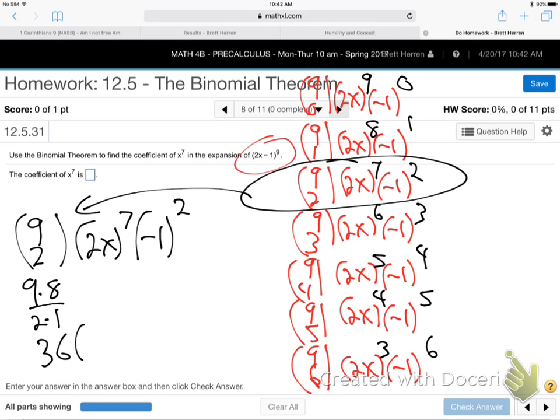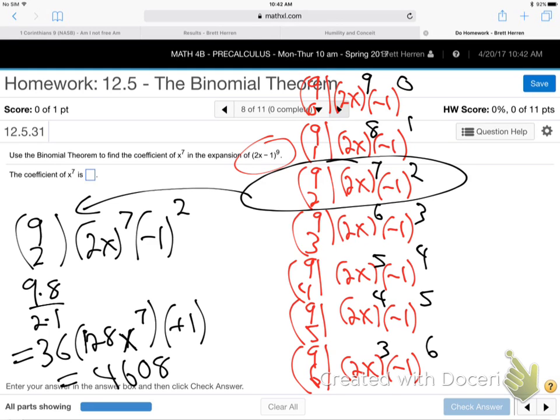Start at 9, do 2 numbers over 2 all the way down to 1, which is 36. So now 2 to the 7th is 128, 128 x to the 7th. And this is minus 1 squared, positive 1. So it's 36 times 128, whatever that may be. I have no idea. 4608. Thank you. 4608, x to the 7th. There's the number they want. They wanted the number next to x to the 7th. We're done.